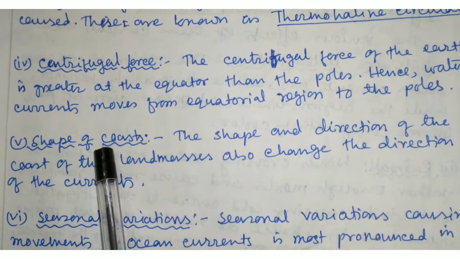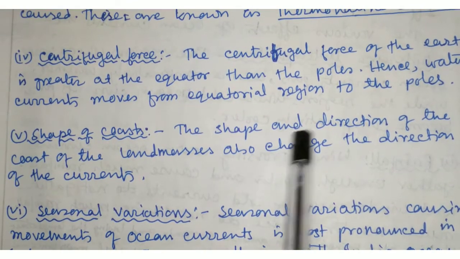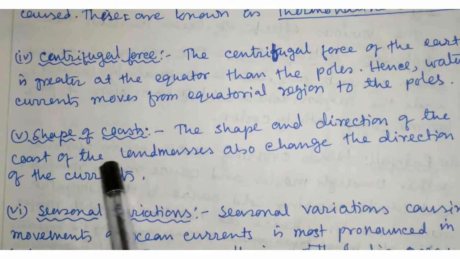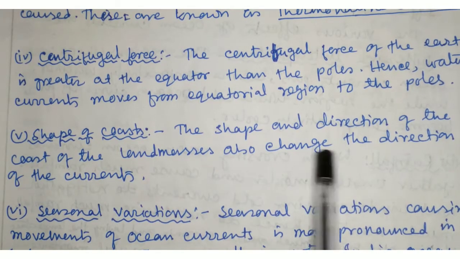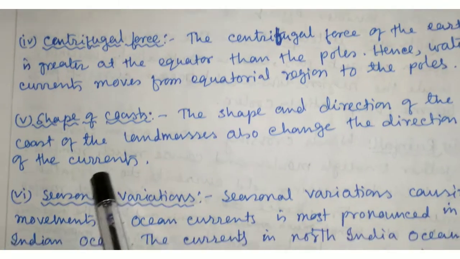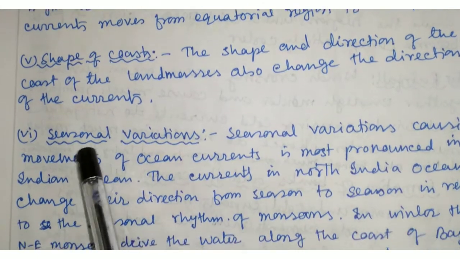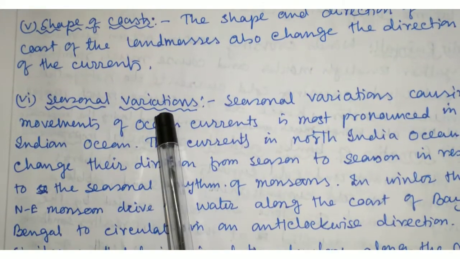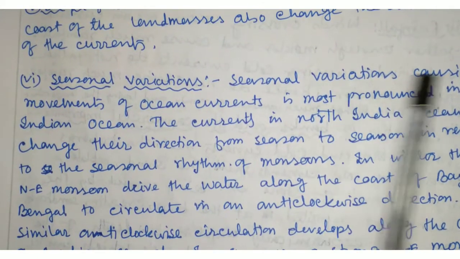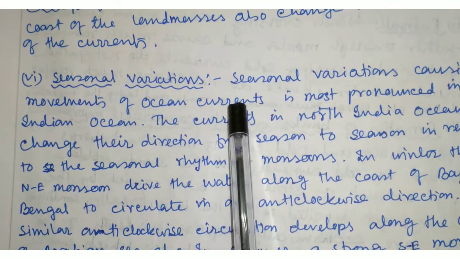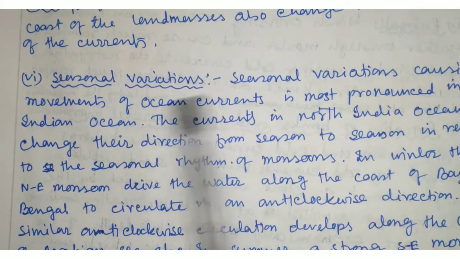Shape of coast. The shape and direction of the coast of the land masses also change the direction of the current. Next, seasonal variation. Seasonal variation causing movements of ocean currents is most pronounced in the Indian Ocean.